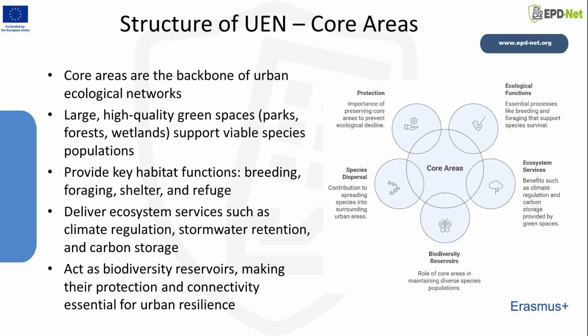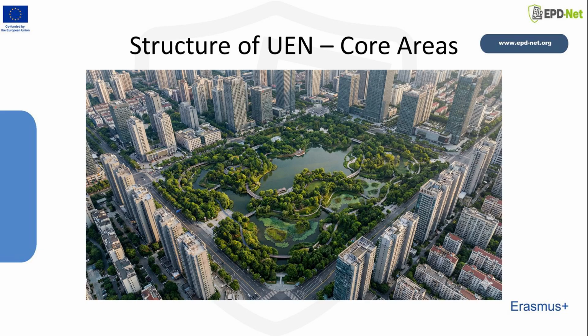In addition, core areas deliver key ecosystem services such as climate regulation, stormwater retention, and carbon storage. Because of their size and ecological integrity, core areas act as biodiversity reservoirs and sources for species dispersal into surrounding urban landscapes. Their protection is critical, as fragmentation or degradation can lead to population decline and reduced ecological resilience. Urban planning strategies therefore emphasize the conservation, enhancement, and connectivity of core habitats to ensure long-term biodiversity and ecosystem stability.